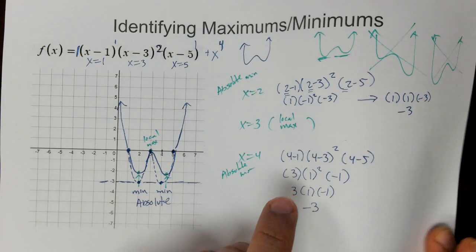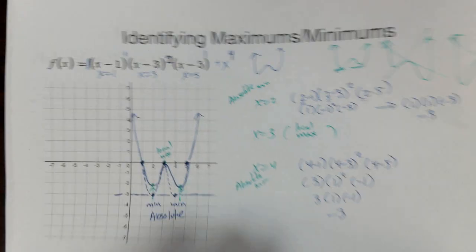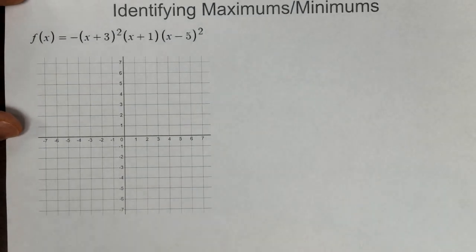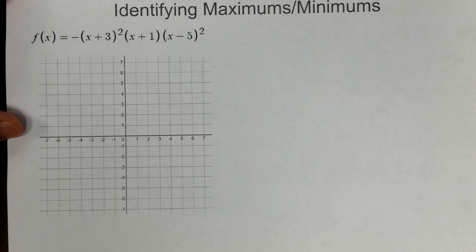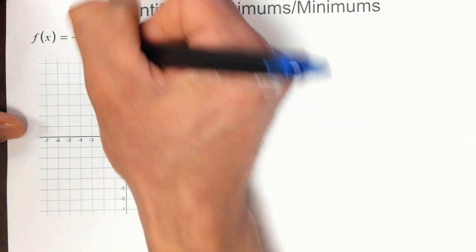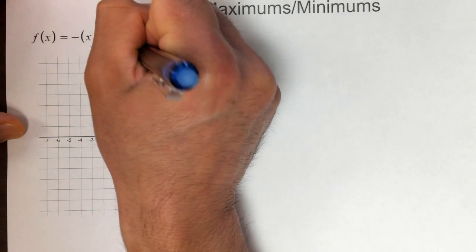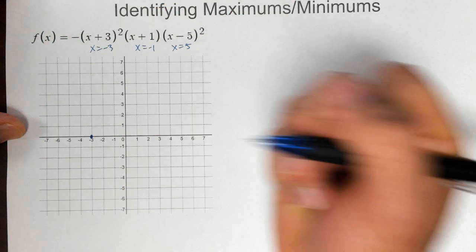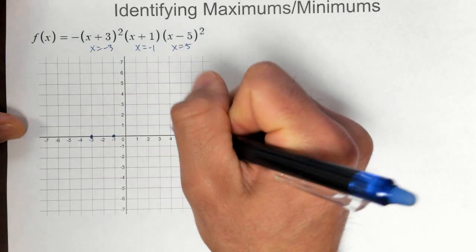All right, let's try one more. Let's just kind of put all of this together. Last example. All right, what are we working with? 3 x-intercepts. So x equals negative 3, x equals negative 1, and x equals positive 5. Negative 3, negative 1, positive 5.